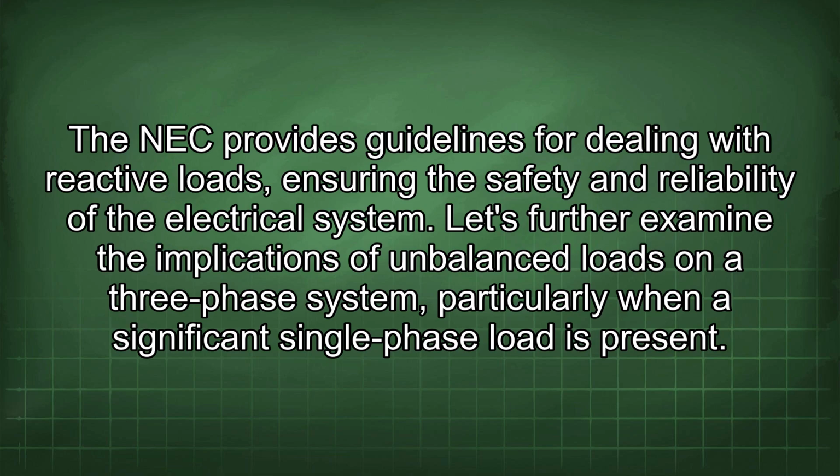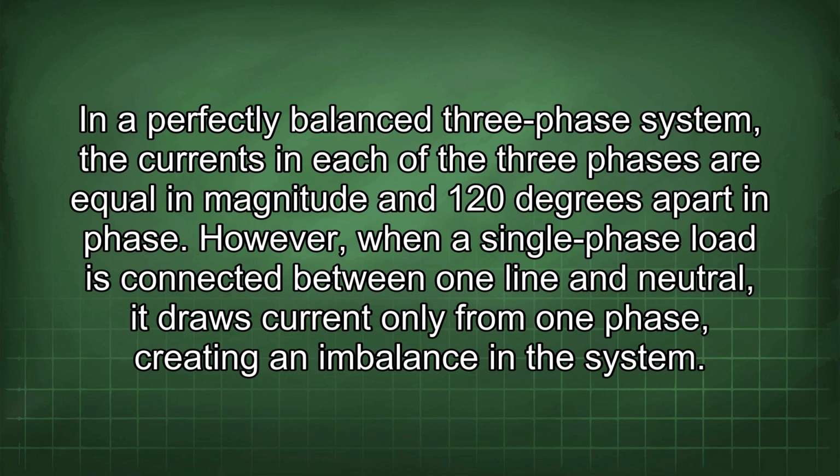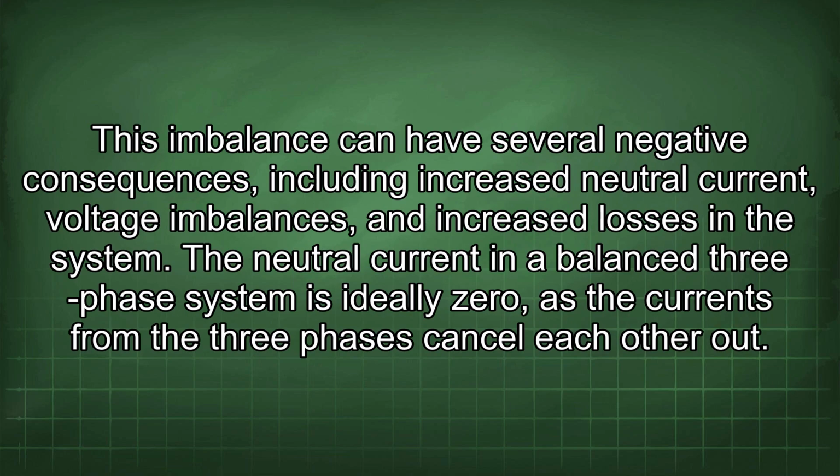Let's further examine the implications of unbalanced loads on a three-phase system, particularly when a significant single-phase load is present. In a perfectly balanced three-phase system, the currents in each of the three phases are equal in magnitude and 120 degrees apart in phase. However, when a single-phase load is connected between one line and neutral, it draws current only from one phase, creating an imbalance in the system. This imbalance can have several negative consequences, including increased neutral current, voltage imbalances, and increased losses in the system.